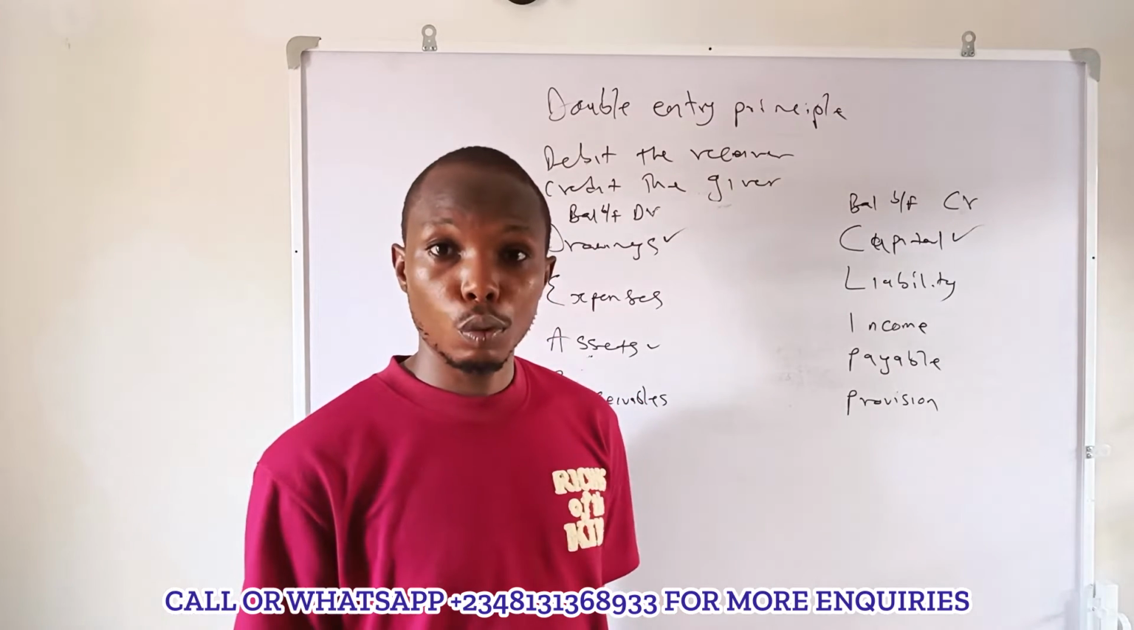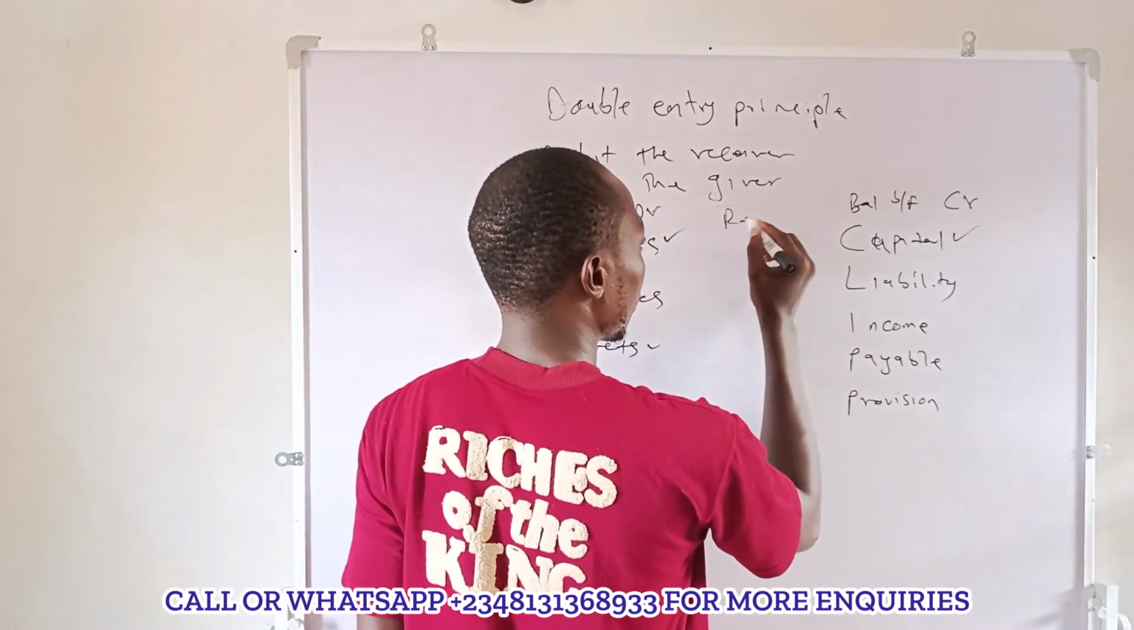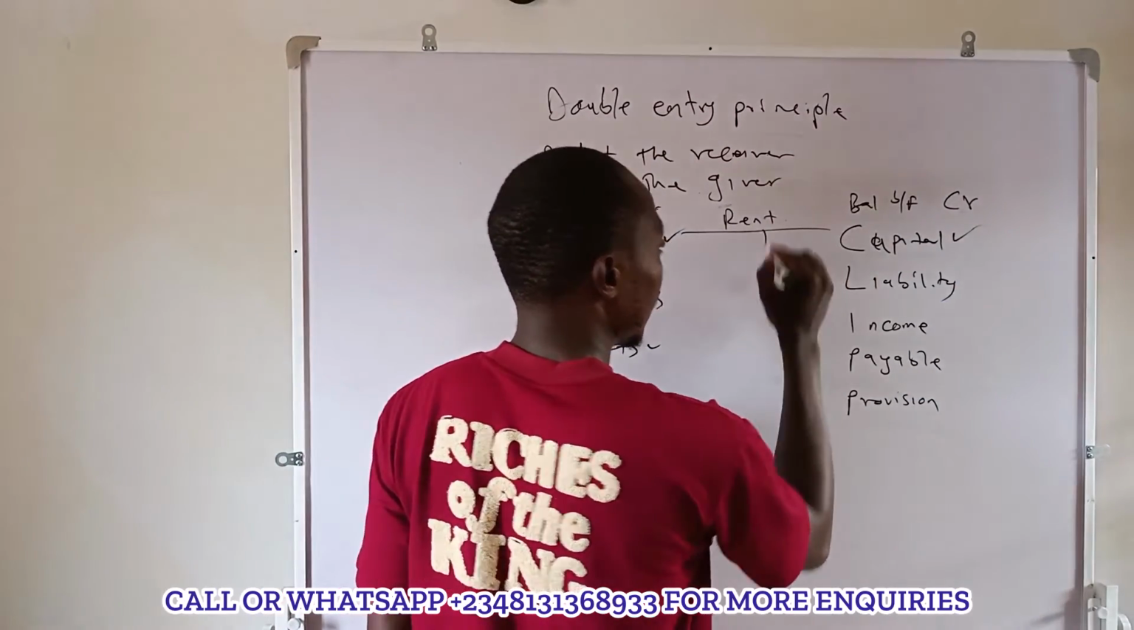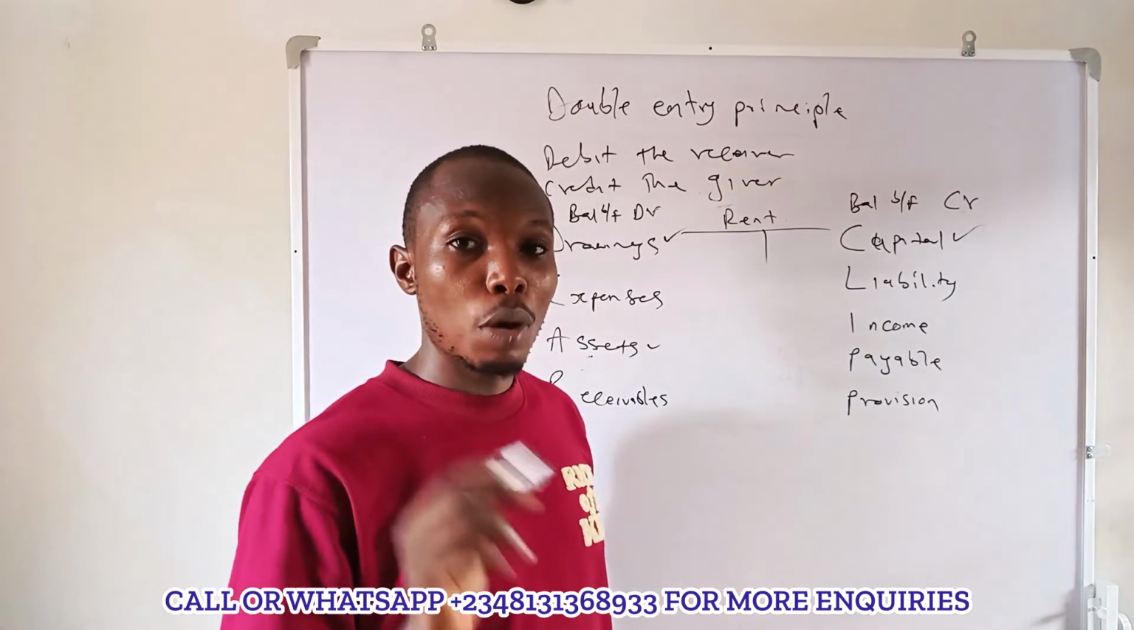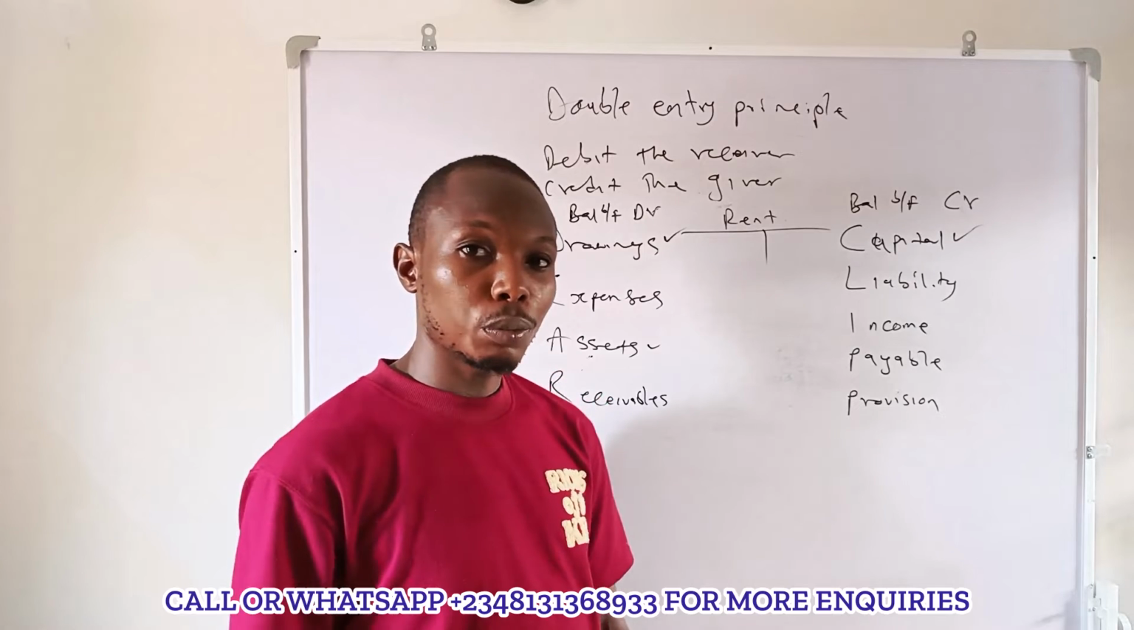We paid rent worth 500. So I'm going to open a rent account. This rent is an expense. Now when we are paying for rent, what are we doing? Something is giving and something is receiving.